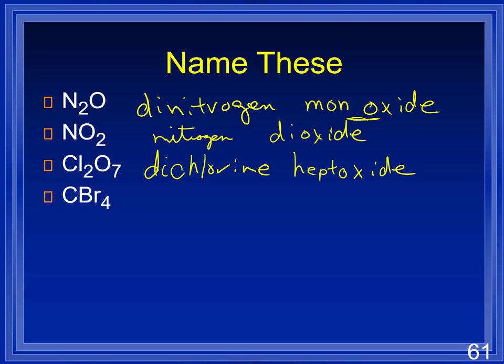That would be carbon. Don't have to say monocarbon because if there's only one, we leave the mono off. How do I say 4? That was tetrabromide. I changed the ending on the second one, so we know we're done.